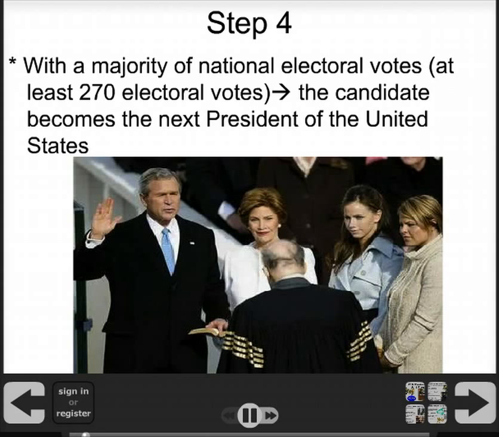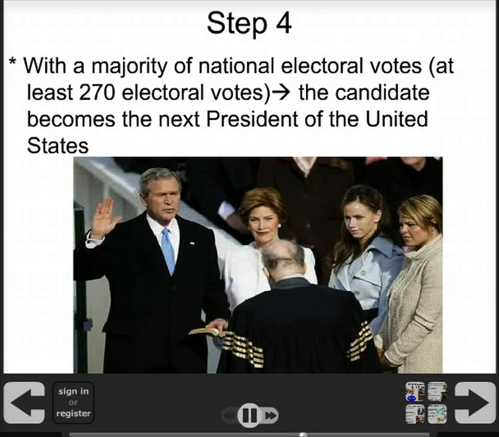When a candidate receives this magic number of 270 electoral votes, they become the president. And even though we do our voting in November, the new president doesn't take over until the following January. And so there's this, what we call lame duck period, where the former president is there. He still has the constitutional powers, but most people really don't think he has too much political power in trying to persuade and get things done.